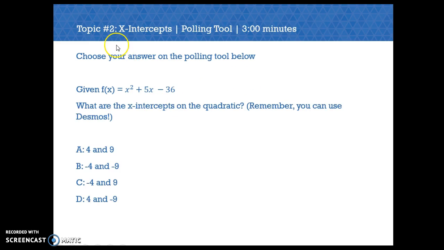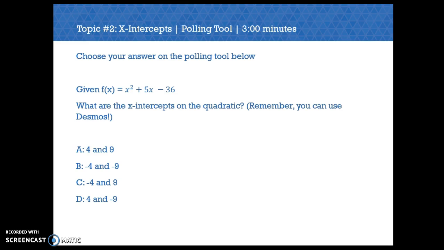Topic number 2, x-intercepts. Choose your answer on the polling tool below. Given f of x equals x squared plus 5x minus 36, it asks us what are the x-intercepts. Now there are a couple different ways that you could find these. You could use the quadratic formula. You could try to factor, although I don't think that there is anything that factors easily for this one. And the easiest way that most of you will probably choose to do this is by using Desmos.